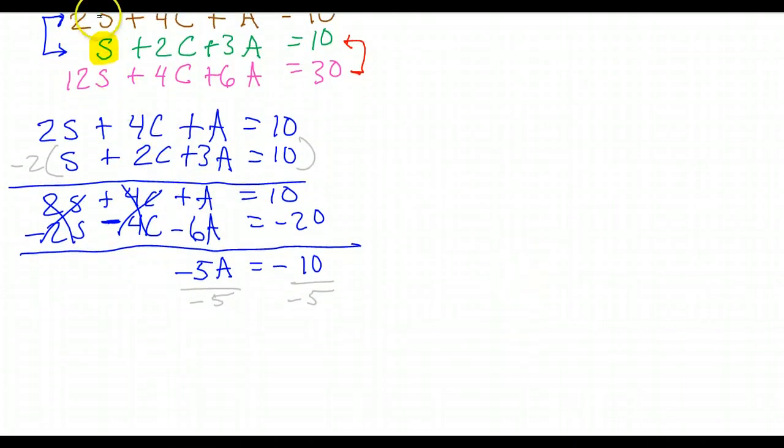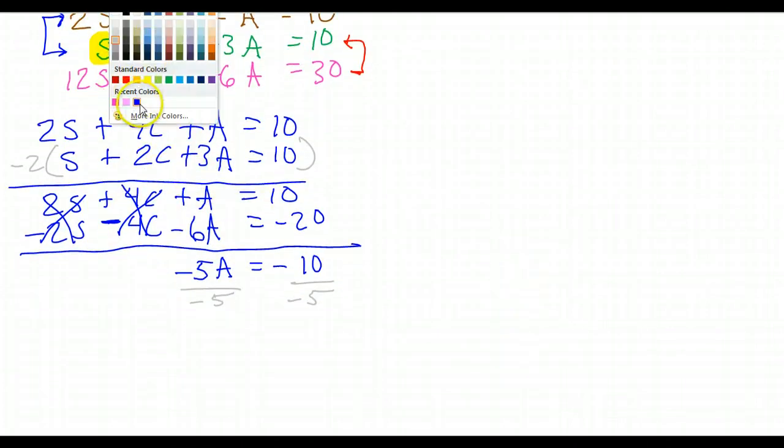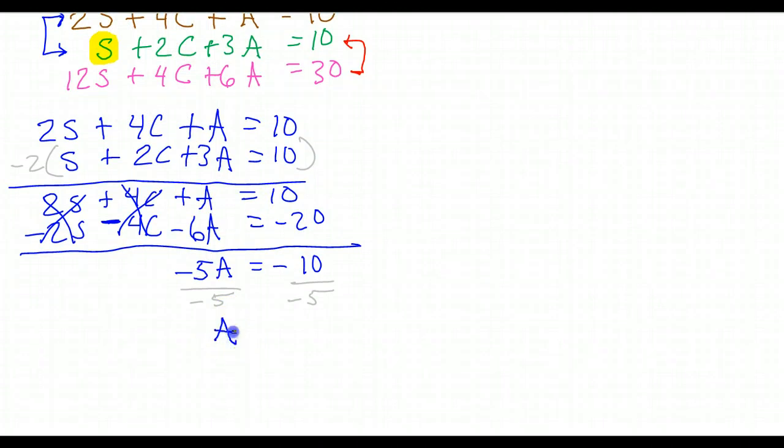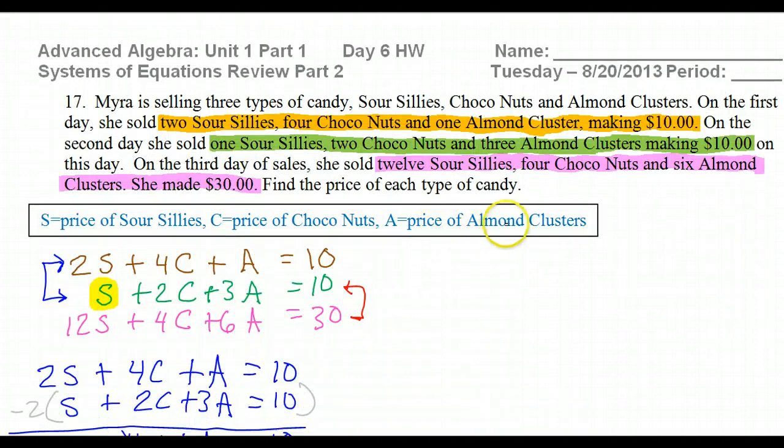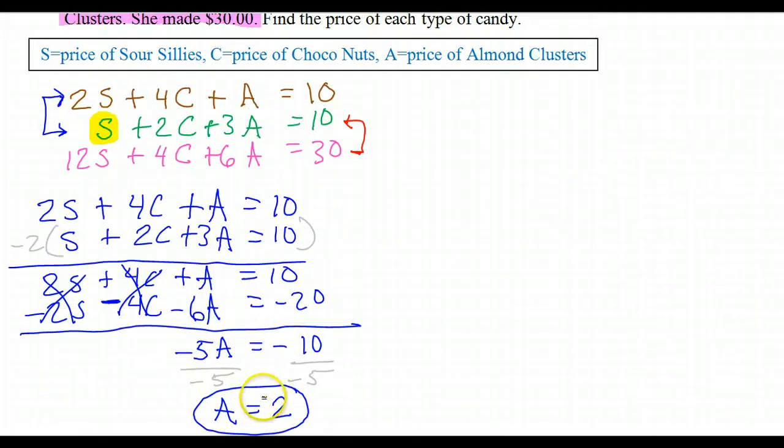So I could keep going, dividing by -5. Okay, so that is going to give me A equals 2. Alright, so that is one of the values that I need. Remember what this represents. A is the price of almond clusters. So I found out that almond clusters cost $2.